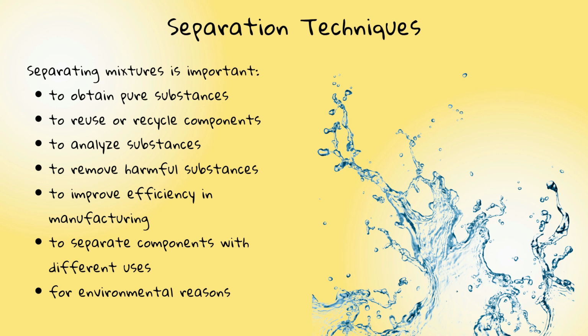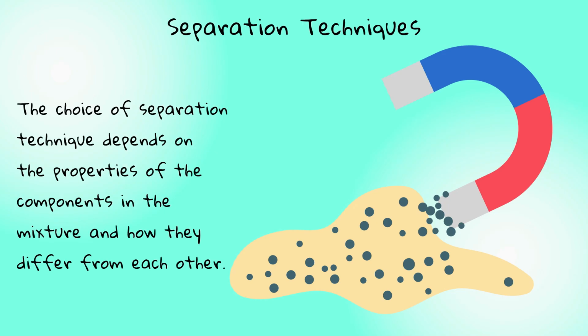Separating mixtures is important to obtain pure substances, to reuse or recycle components, to analyze substances, to remove harmful substances, to improve efficiency in manufacturing, to separate components with different uses, and for environmental reasons. The choice of separation technique depends on the properties of the components in the mixture and how they differ from each other.